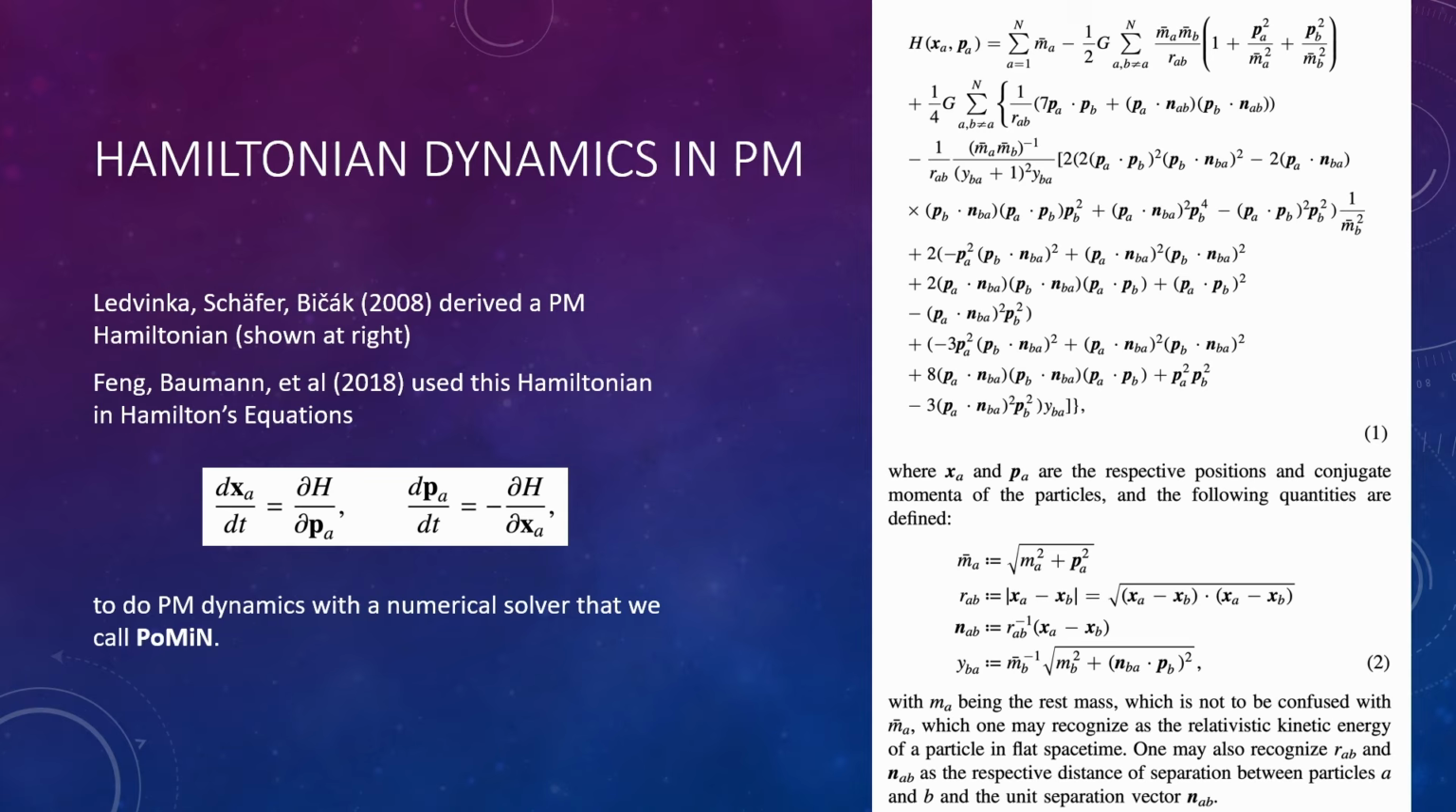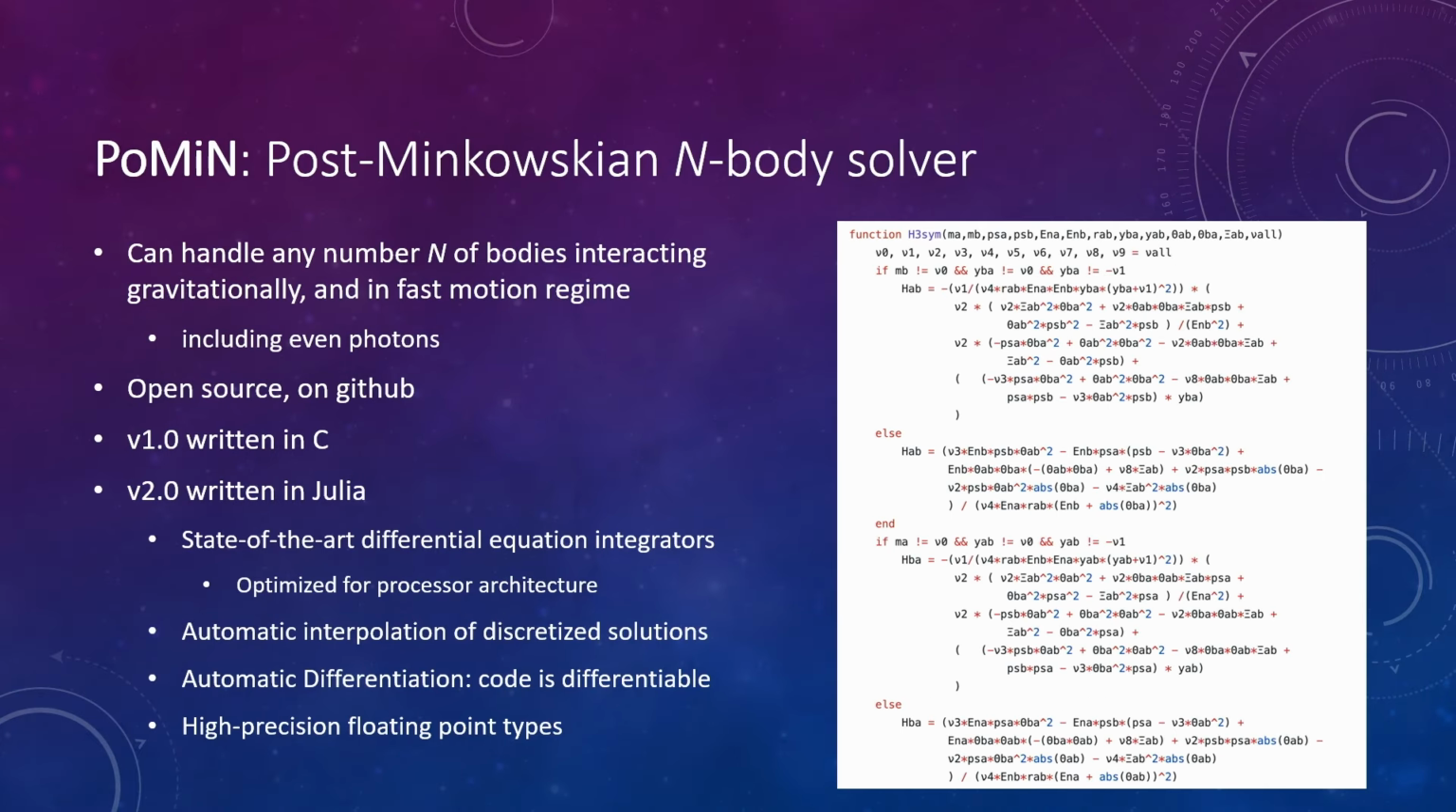We developed a numerical solver that does post-Minkowskian gravity. We call that solver Pullman, which stands for post-Minkowskian n-body solver. Pullman can handle any number n of bodies interacting gravitationally, and it handles the fast motion regime. And it even handles photons. It's open source and available on GitHub. Version 1 we wrote in C, and version 2 we wrote in Julia.